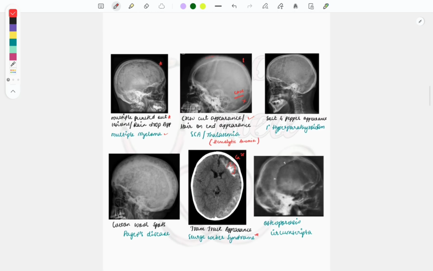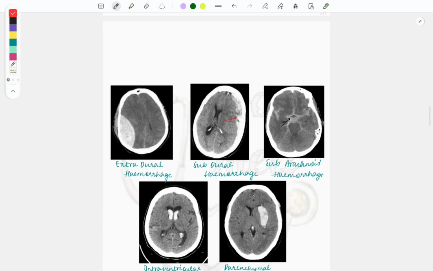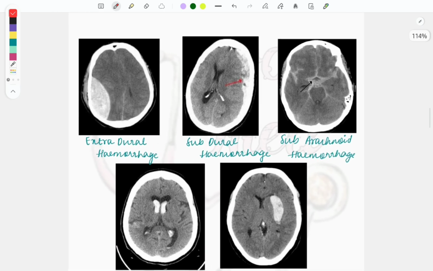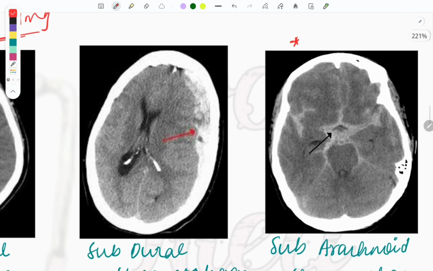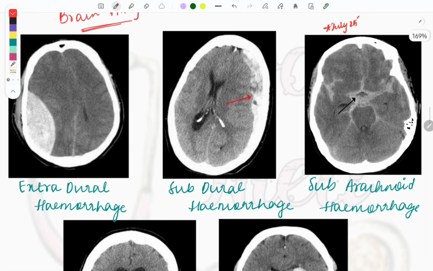So we have discussed some bone deformities, some skull deformity, and again we'll discuss some other important radiological images. Brain hemorrhage is a must-know topic because questions are frequently asked on brain hemorrhages, and I am expecting a question from this in the upcoming exam also, because a subarachnoid hemorrhage question was asked in the July 2025 exam. So see here the first image.